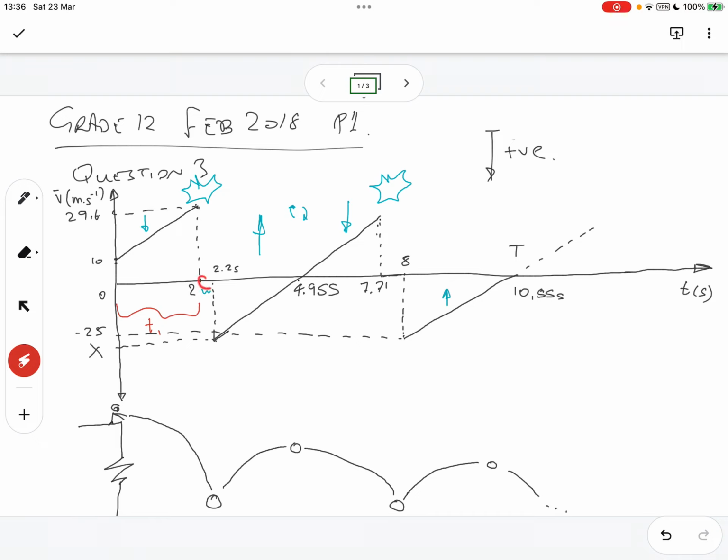This 0.2 seconds here is how long the ball is in contact with the floor. Then after bouncing on the recoil, it travels up between 2.2 seconds and 4.955. After changing direction up here, it travels down, stays in contact with the ground for some time, and then travels up again. At t equals 10.55 seconds, it's on top again, but at a lesser height than initially when it was starting to drop.